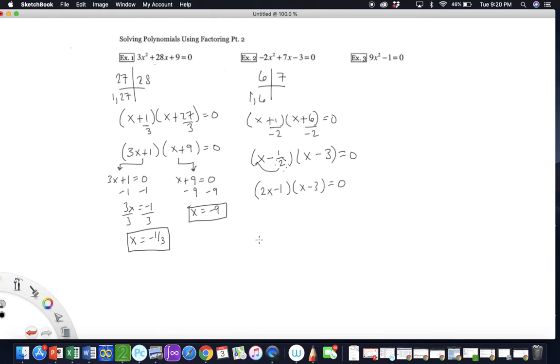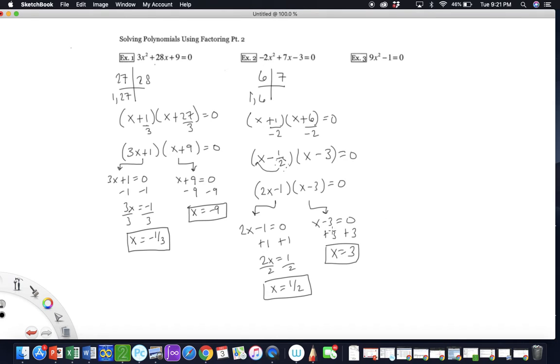And then we're going to use the zero product property. We have the nice binomials here. So we got 2x minus 1 equals 0, and x minus 3 equals 0. And then we just solve here. So 2x equals 1, divide by 2, x equals 1/2. So that's one of my solutions. And then if I add 3 real fast, I get 3 is one of my solutions.